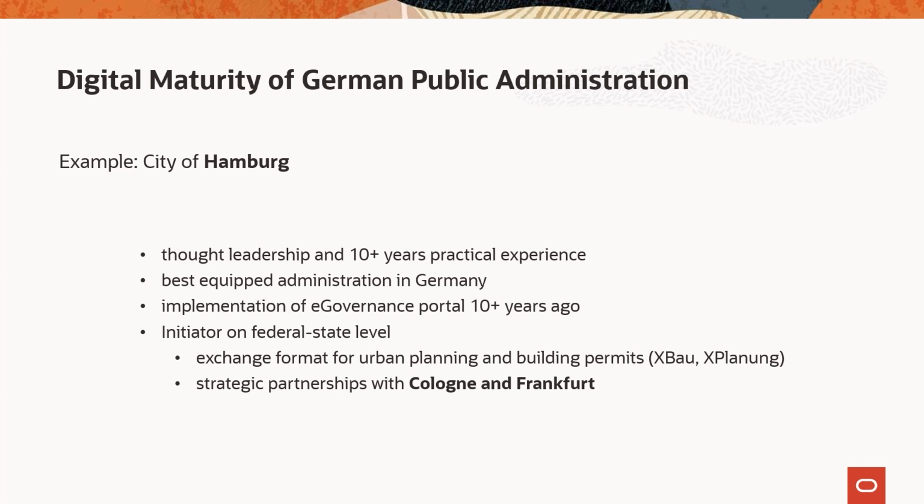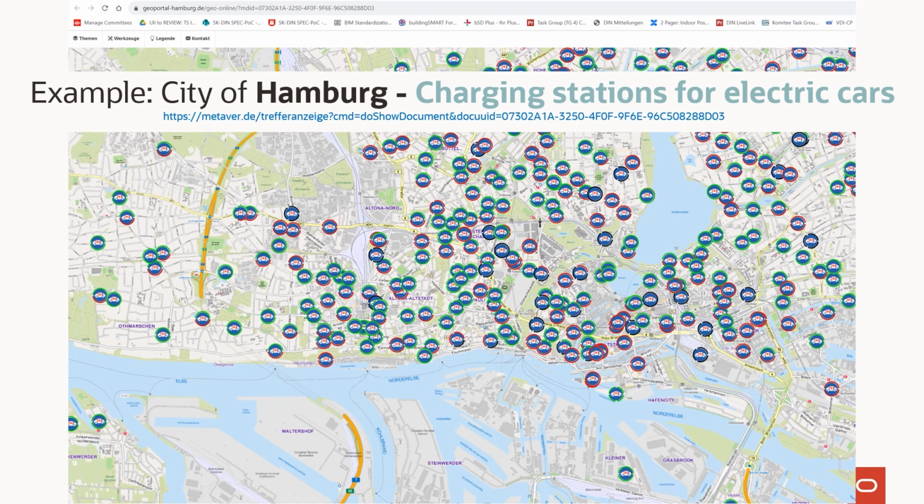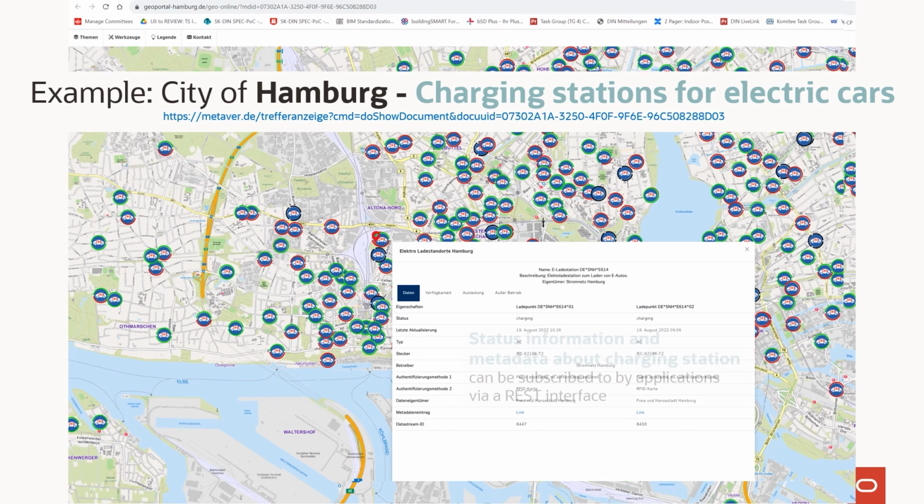What we see here is one service of the GeoPortal Hamburg, showing the load stations for electric cars. This is the front end of a web service that can be used by other third-party applications. They can get all the status information and metadata about any charging station in the city. Applications can subscribe to this real-time information system via REST interfaces through web services. So this is just one example of many others available online here.